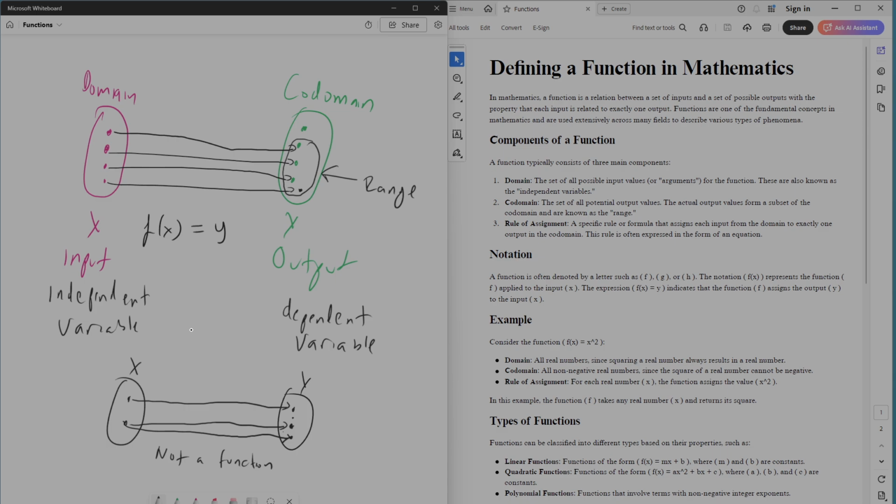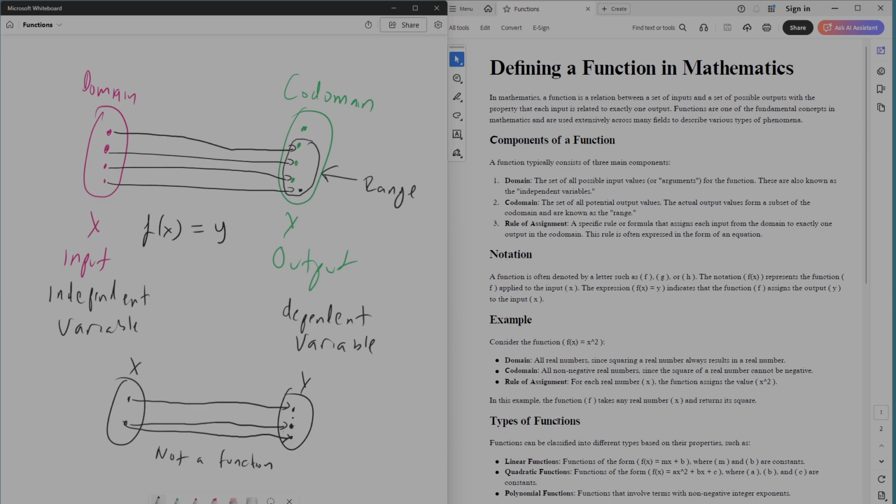So one example to consider for a function: the function y equals x squared. The domain would be all the real numbers, because when you square any x, it will output a real number, which will be positive. The codomain will be all non-negatives. So that's what we're saying. It will be all positive or zero, all non-negative. And the rule of assignment will be that when you input an x, you will get x squared. That will be the rule.